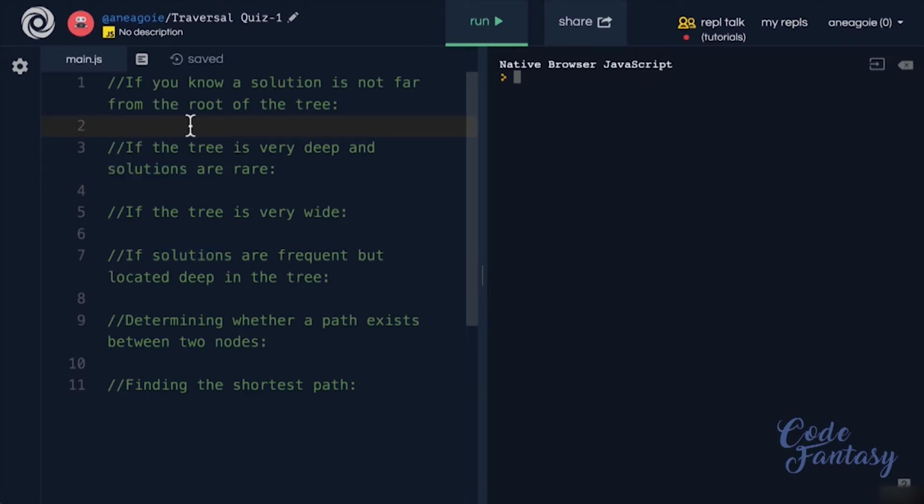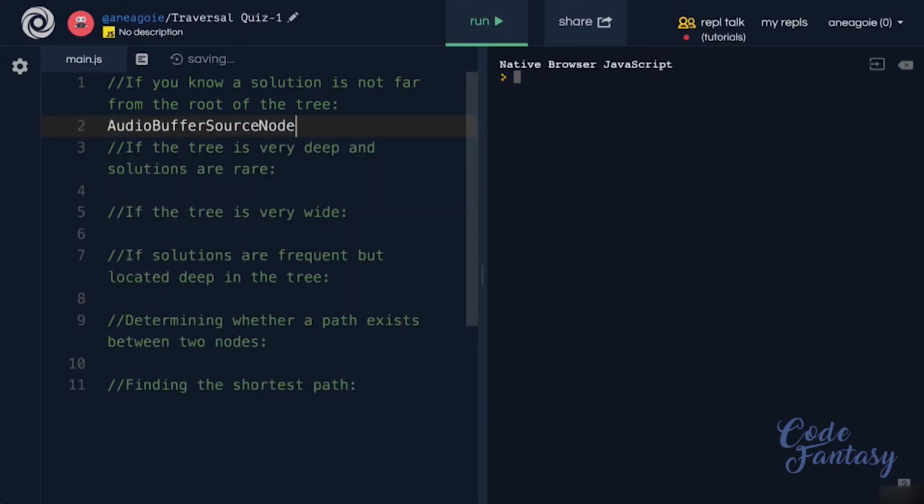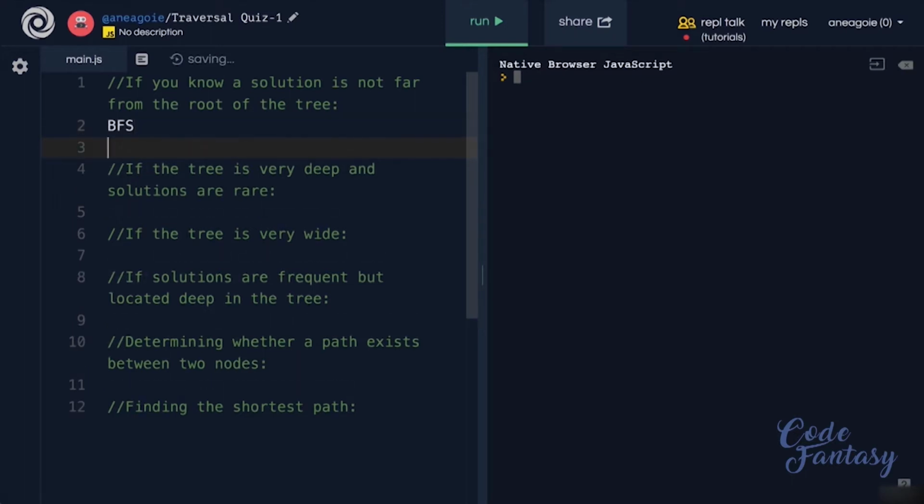If you know a solution is not far from the root of the tree, well, we talked about this. We want to use breadthFirstSearch because it starts searching the closest nodes to the parent first.